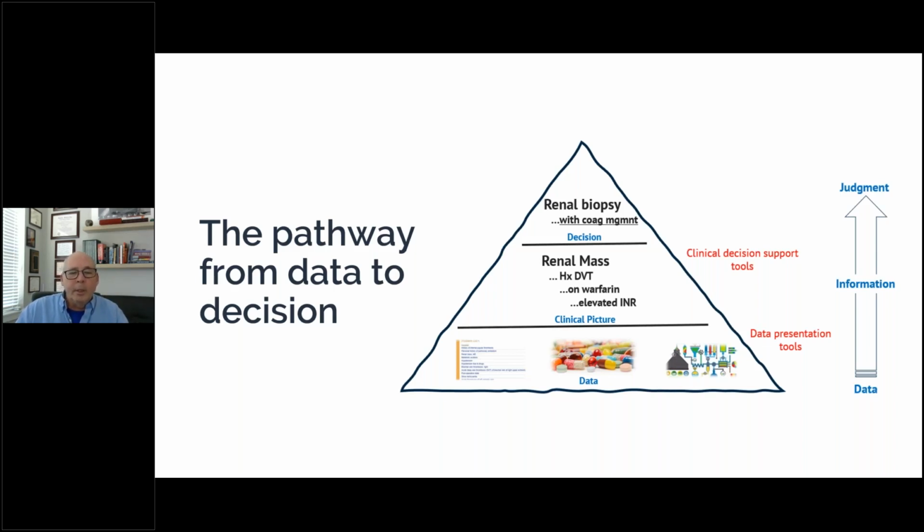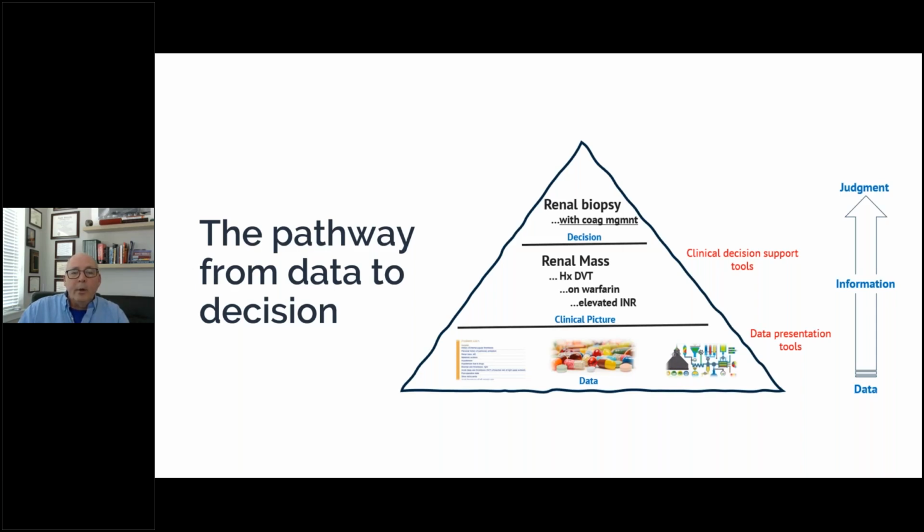So here I have a problem list on the bottom left, and this patient's on a certain number of medications, and the patient's had a certain number of tests done, and I can combine all those data points into the information that this patient has a renal mass, they've got a history of deep venous thrombosis, they're on an anticoagulant called warfarin, and their INR measurement of how much warfarin they're on is out of whack. That's the information that I need in order to decide what to actually do, not just go biopsy their kidney, but biopsy their kidney in the setting of the fact that I have to manage their coagulation data.